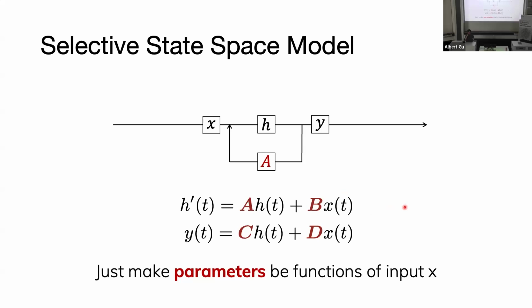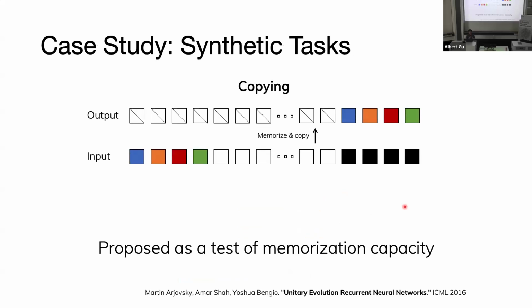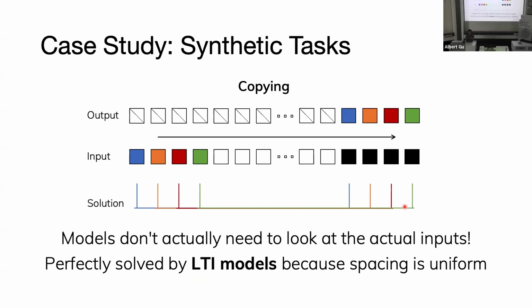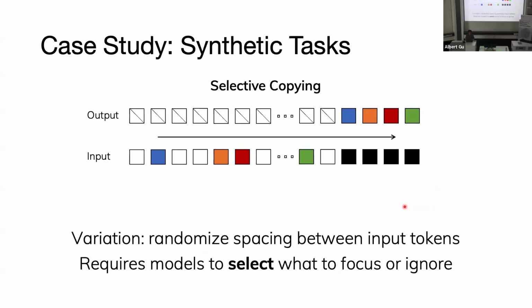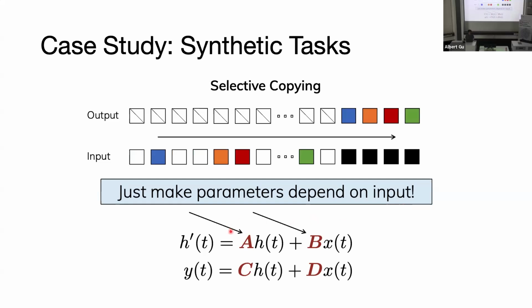There are a bunch of case studies or synthetic tasks that make it very obvious when and why this difference makes a big difference in performance. There are certain tasks that linear time invariant models can't solve, but the selective models can solve. I'm going to skip over this, but it's all in the Mamba paper. And that motivates why we wanted the selection mechanism, which is basically just making these parameters depend on the input.